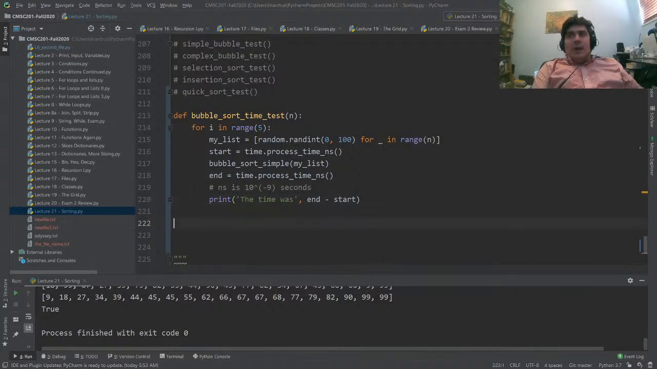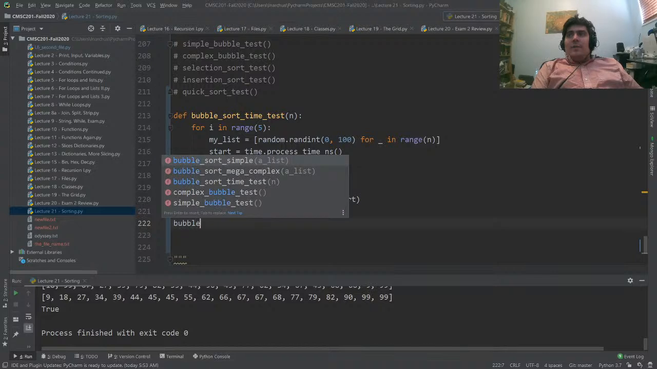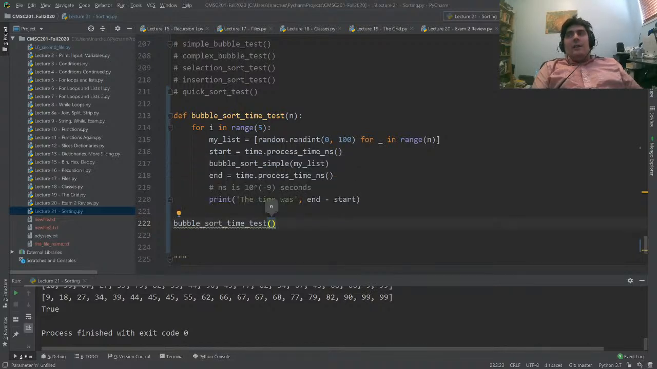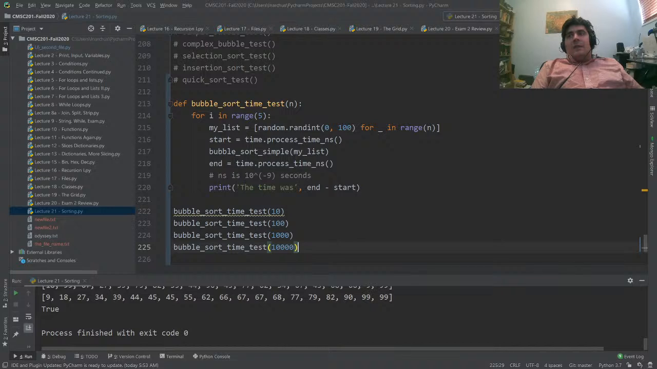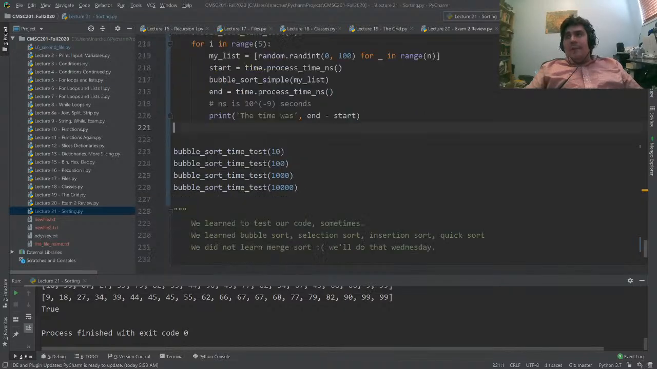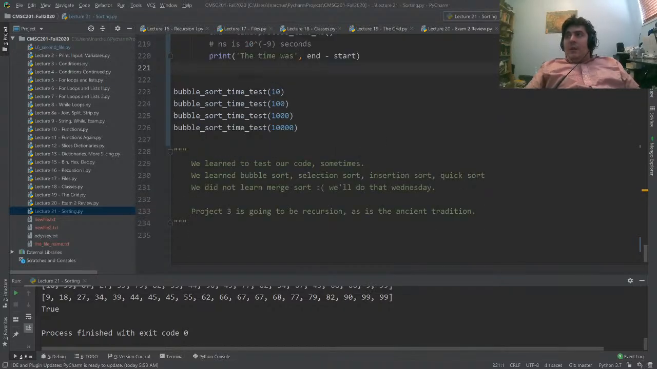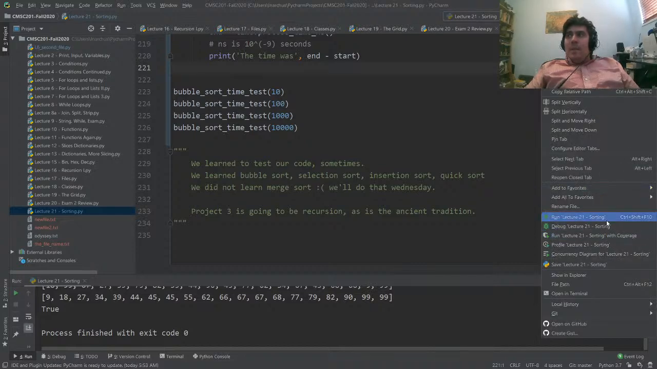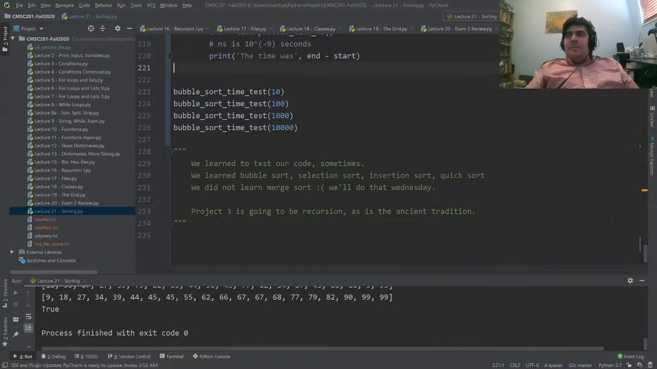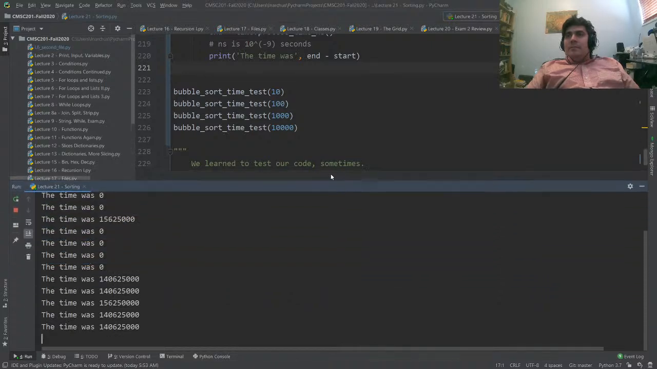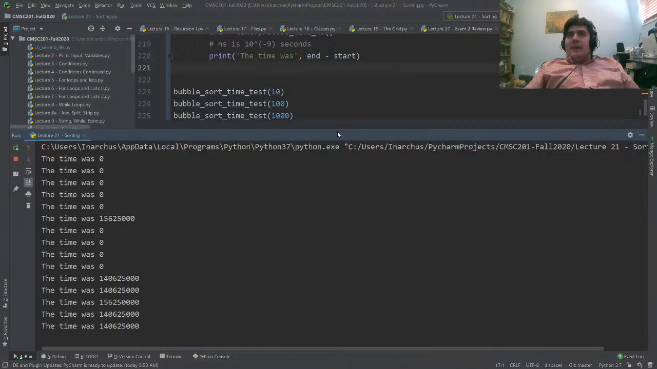And so here, let's call the bubble sort time test on, say, a list of size 10, and then on a list of size 100, then on a list of size 1,000, and then finally on a list of size, let's see, 10,000. Is that going to be too big? It might be, but let's see what happens. I think it'll be too big. So here we go. Okay, well that didn't really tell us very much.